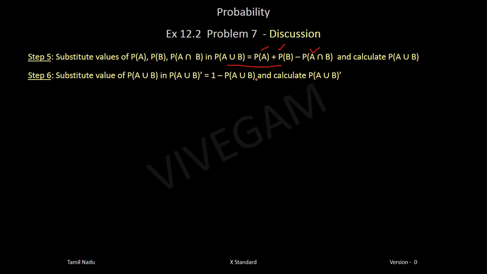But what are we asked? We are asked to calculate the probability of the sum neither divisible by 3 nor by 4. That is nothing but A union B the whole complement.